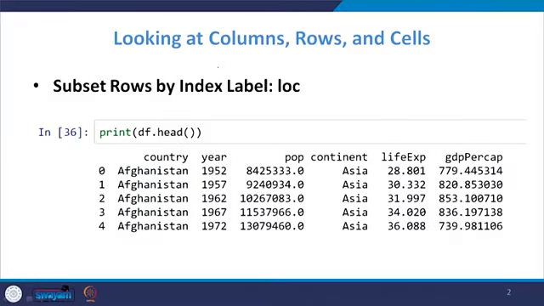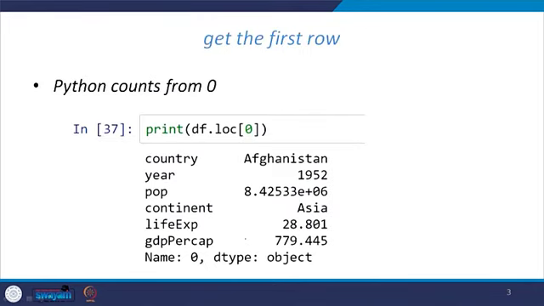When you look at this, print df.head, when I use this command I am getting the columns. For example, the first column says 0, 1, 2, 3, 4, country, year, population, continent, life expectancy, GDP per capita. Suppose I want to get the first row, as we know that Python counts from 0. If you want to know the first row, you type print df.loc, it is a location, in square bracket 0.